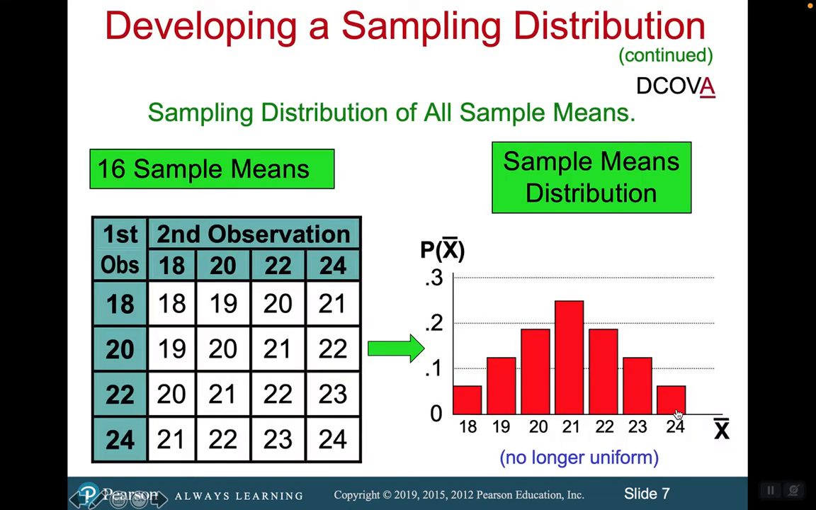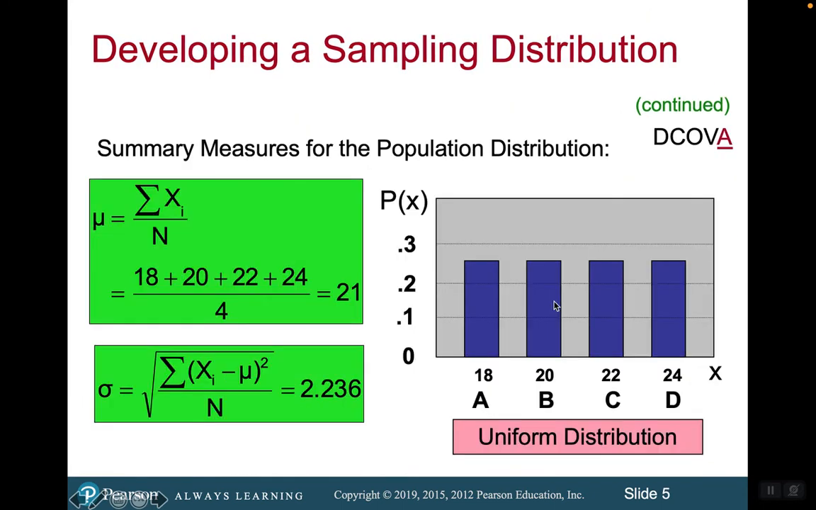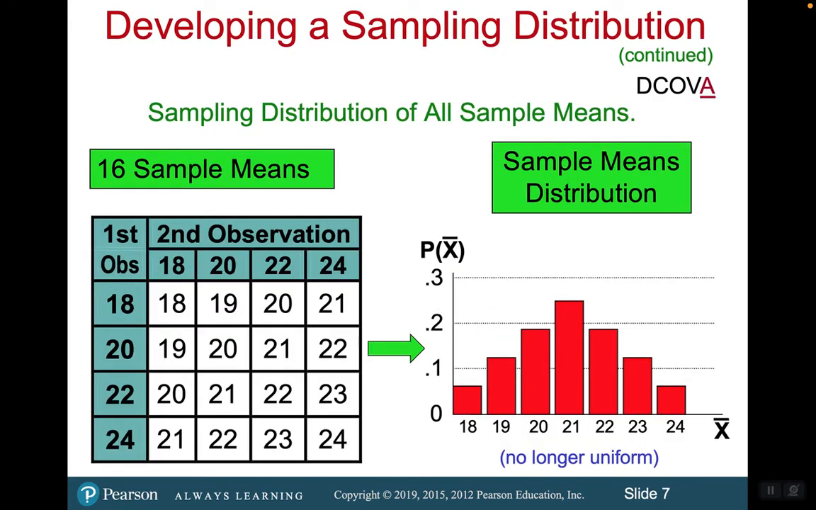Okay, and we can chart this on a distribution. And what we'll see is, if I do a sampling distribution of our sample means, it's no longer uniform. Obviously we see a higher probability, or a larger cluster, around the actual mean, which is 21. But we see a range of other values out here, right? So it's no longer a uniform distribution when we're doing a sampling.